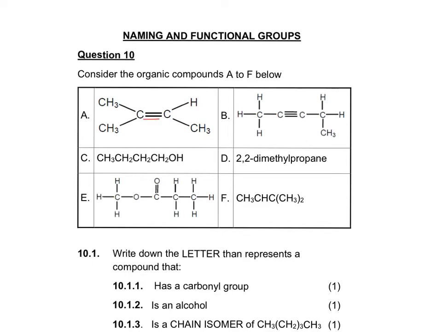We have a double bond. This makes this an alkene. We have a triple bond. That makes this an alkyne. We have an OH, so we have an alcohol. 2,2-dimethylpropane, we have an alkane. We have an ester. And for the last one, this one's a little more tricky.